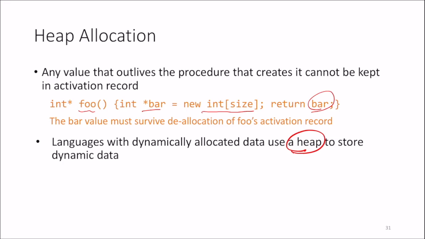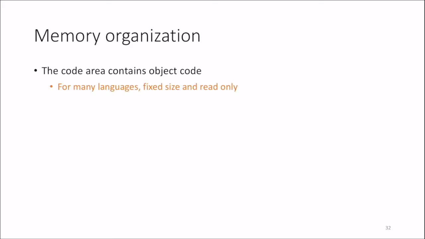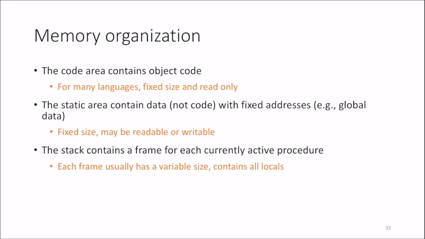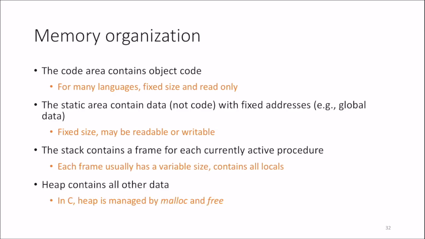In some languages, you are responsible for deallocation. I am allocating some memory, so I need to be responsible for deallocating it in languages like C and C++. Other languages have support for garbage collection for memory that's allocated on the heap. The code area contains object code. The static area contains the global data, global variables. The stack contains a frame for each currently active procedure, which is variable in size. It contains all of the local variables and local functions, etc. And the heap contains all the other data.